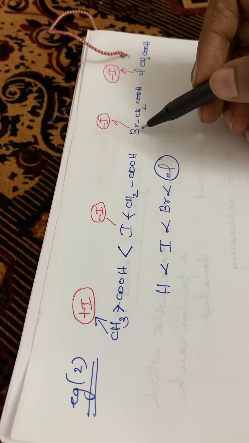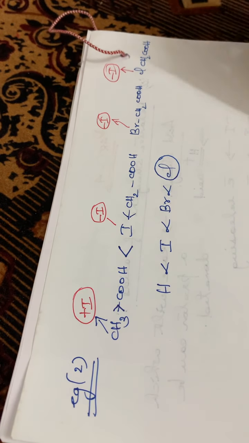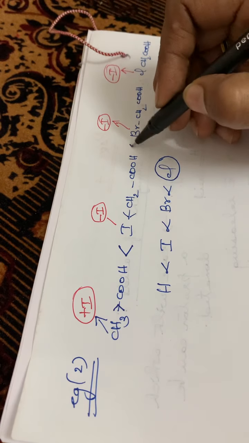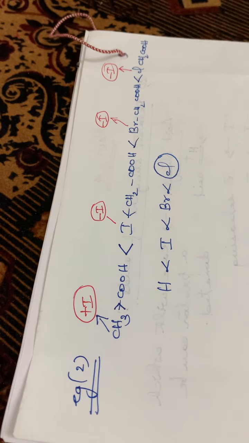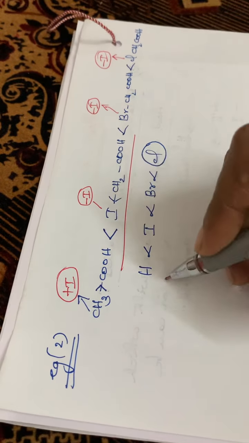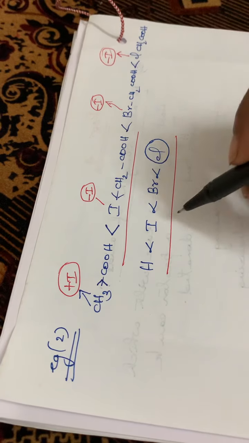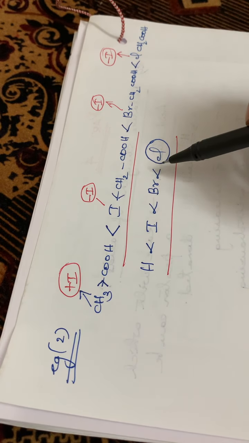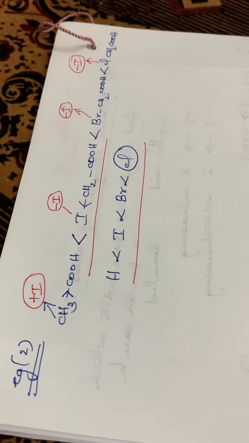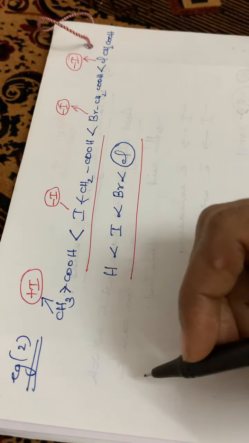Okay. And then comes bromoacetic acid, then comes chloroacetic acid. So this chloroacetic acid will have the maximum acid strength. Okay, chloroacetic acid will have the maximum acid strength. So you have to remember this particular order also. Hydrogen less than iodine, less than bromine, bromine less than chlorine. Okay, so that is the second example.